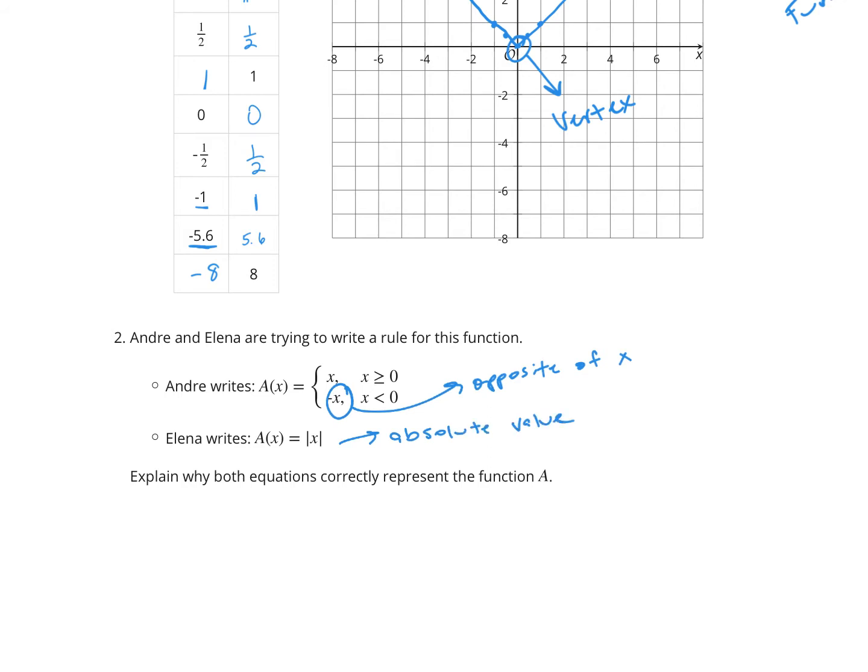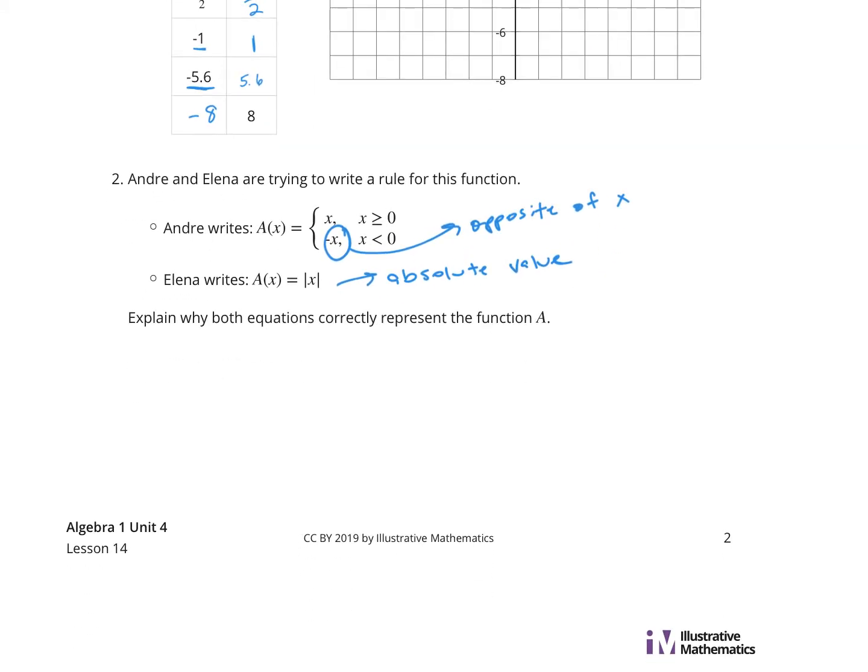Explain why both equations correctly represent function A. So go ahead, pause the video, and answer that question.